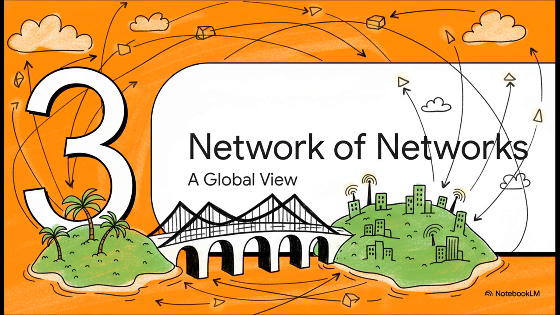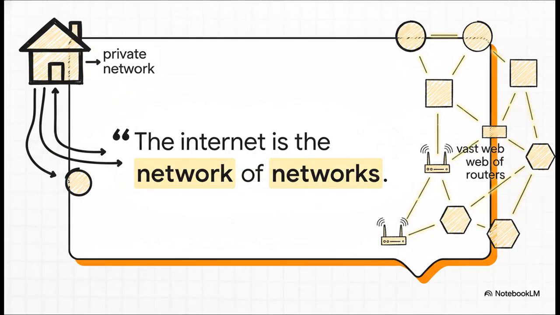Let's zoom way, way out and get a proper global view of this so-called network of networks. If you take away just one single thing from all this, please make it this right here. The internet is not one big single thing. It is, quite simply, millions of private networks, just like the one in your home, all connected to each other through this massive tangled web of routers.